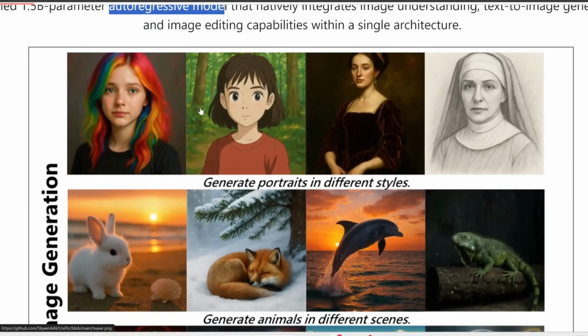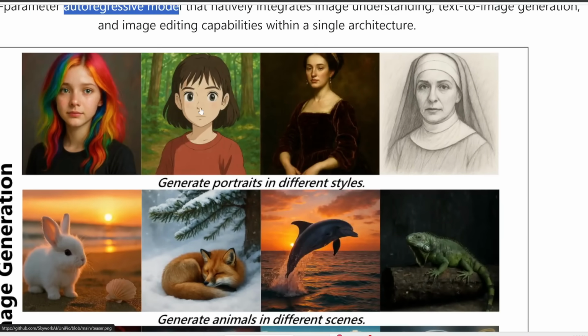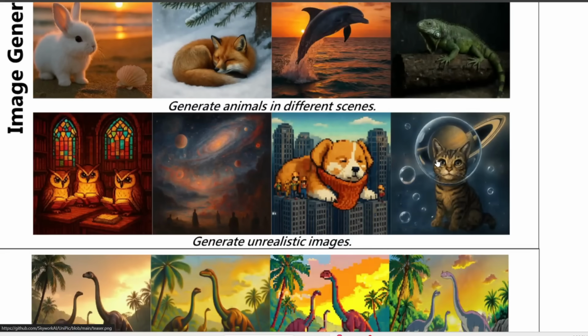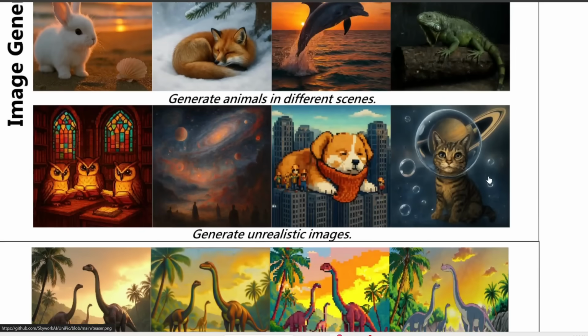Here are some example generations. So this is just text to image. You can see it can generate various different art styles. It can generate animals in different scenes. And all of this is super impressive considering that this is only 1.5 billion parameters. So you can run this on GPUs with low VRAM.